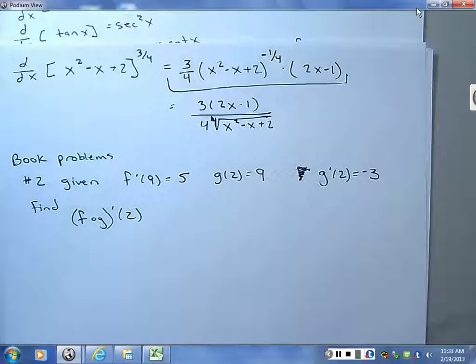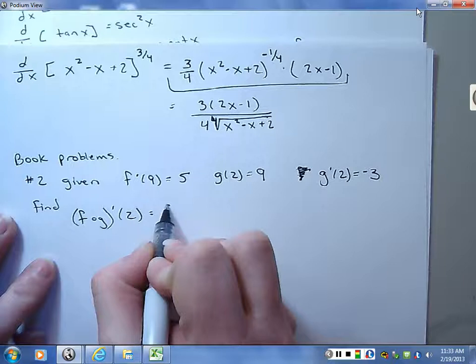What do we get? It would be negative 15. Does anyone have any questions where that came from? Let me guess, 5 times minus 3? Okay, so this is how it works.